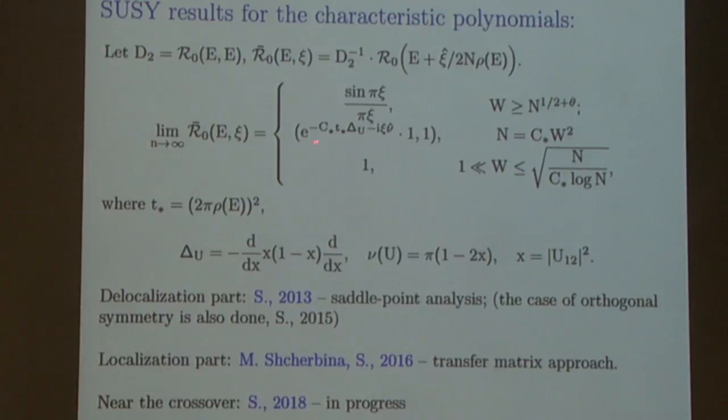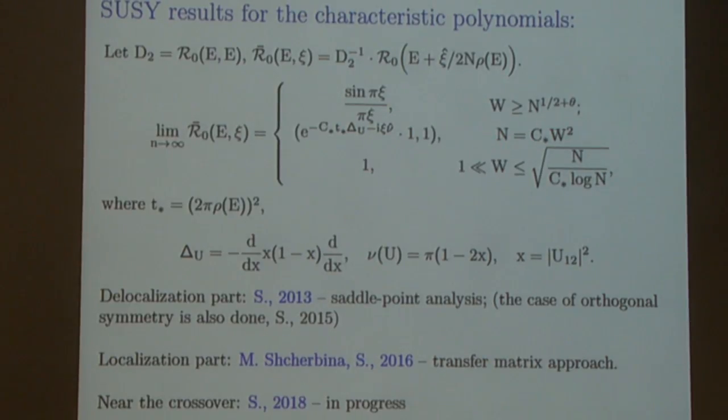You have the exponent of the spherical Laplacian plus some complex potential, which is dependent on psi, and this nu is just this function. That is what you get here. Once again, the Laplace operator is the spherical Laplacian, so x is u12 square. This nu is some fixed function that we have. T star is just some constant depending on density, and C star is a constant which comes from here.